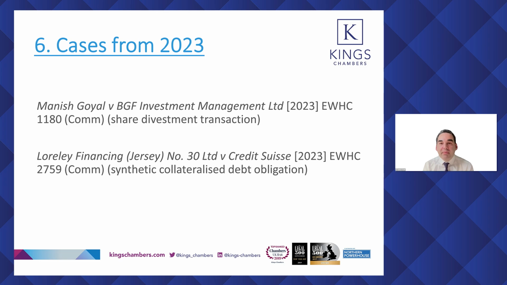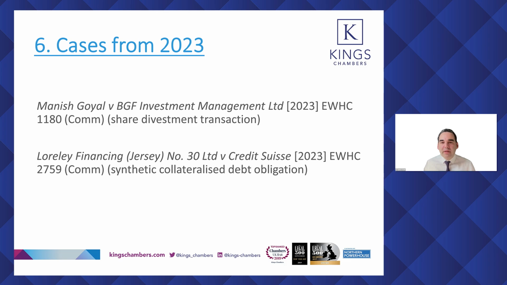And in this case, the claimants claimed damages for deceit and unlawful means conspiracy against the defendants in relation to a share divestment transaction. The claimants were shareholders in a company which ran an IT consultancy business. The first claimant had been the chief finance officer. The second claimant was his wife. And the defendants were the former chief operating officer and investors who had taken up the opportunity to purchase a minority investment in the group.